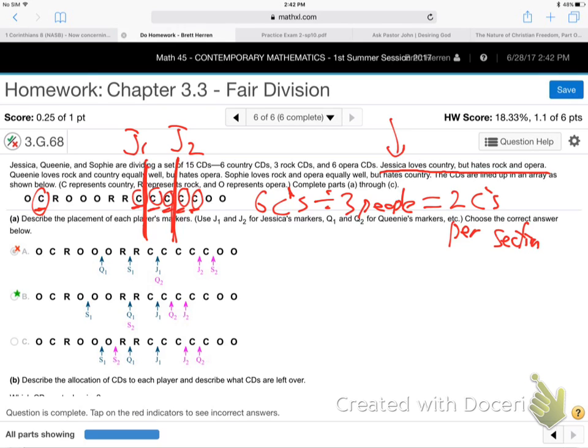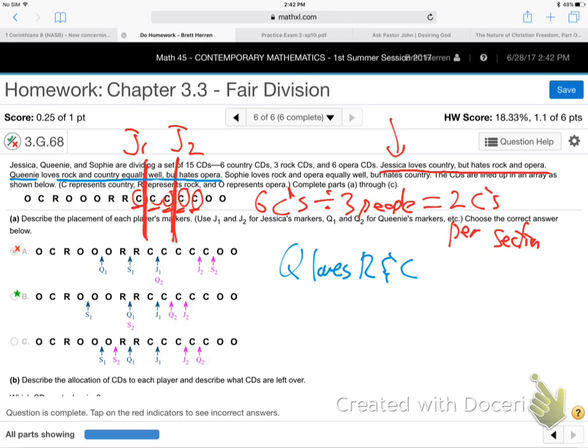Next, let's do Queenie. So how does Queenie feel? Queenie loves rock and country equally well, but hates opera. Rock and country equally well, hates opera. So Queenie loves rock and country. So basically, how many rock and countries are there?